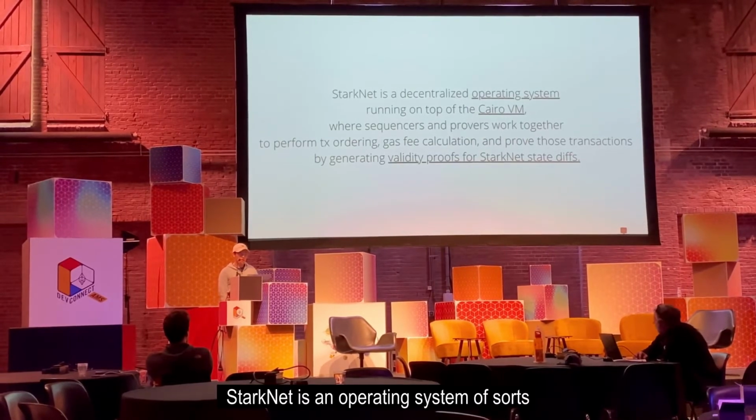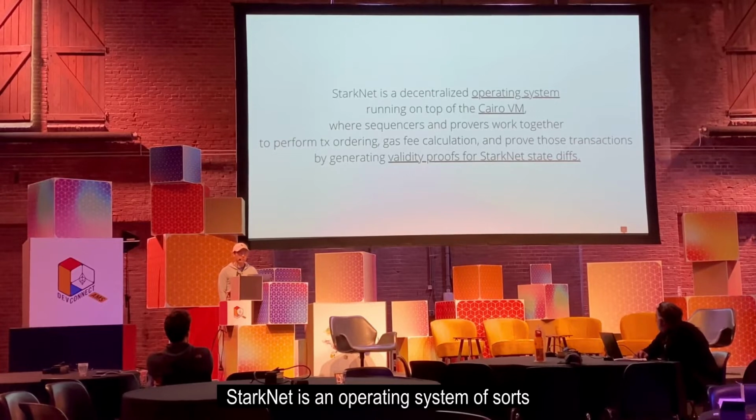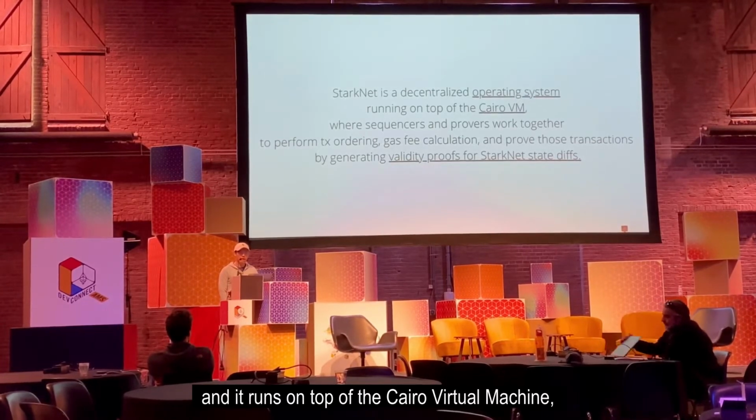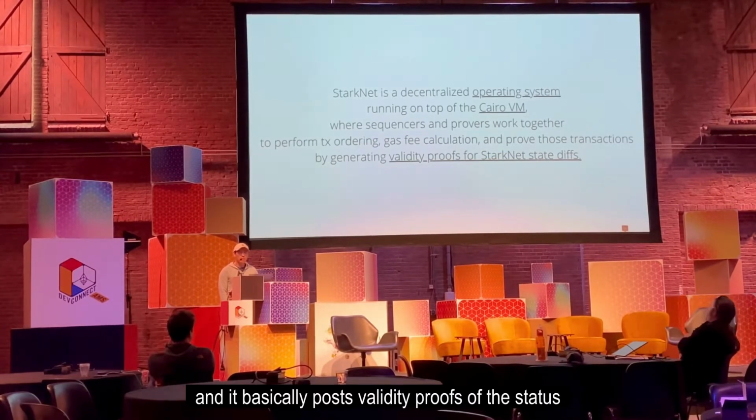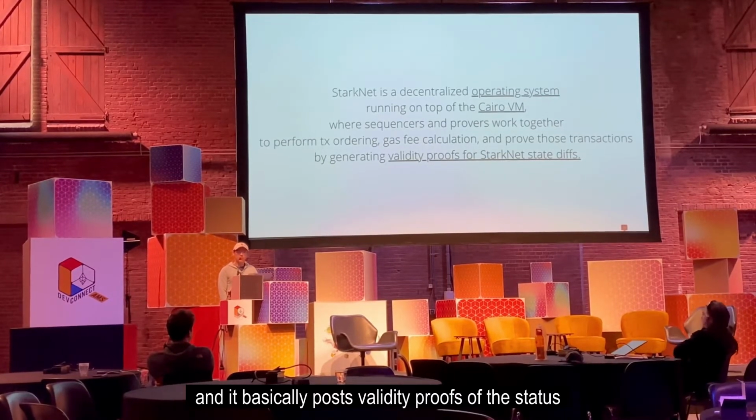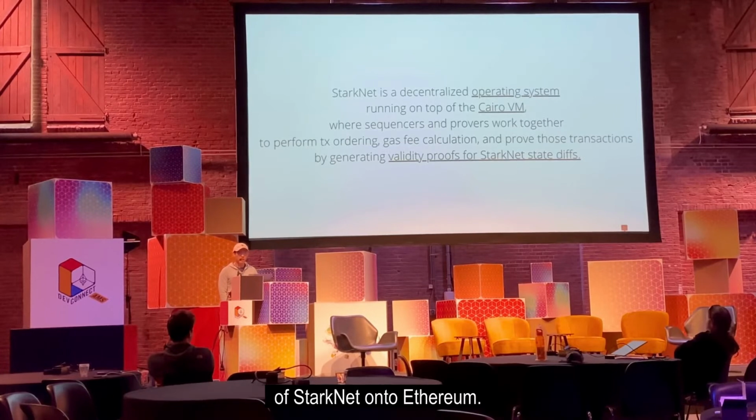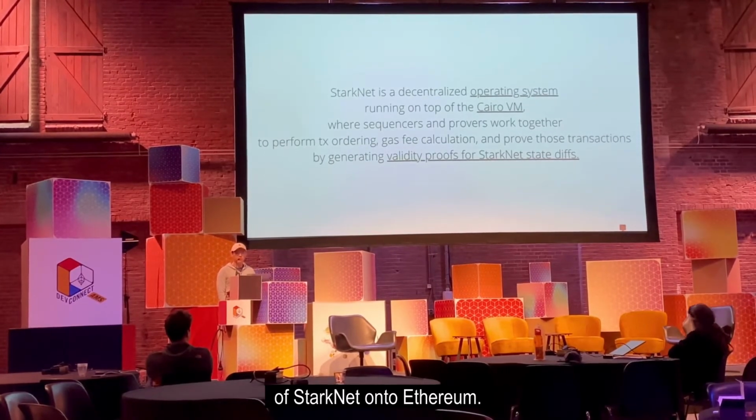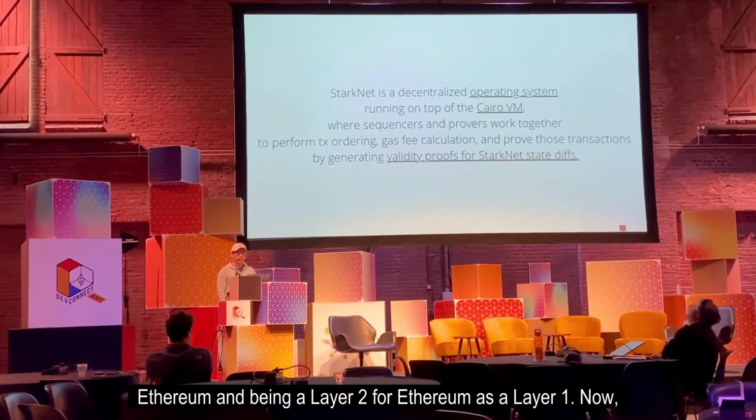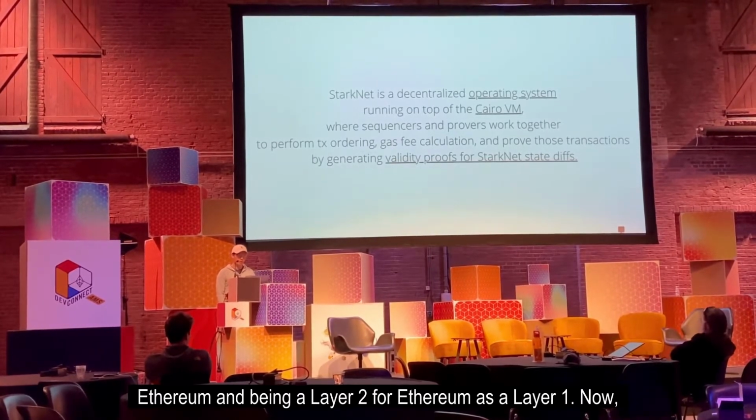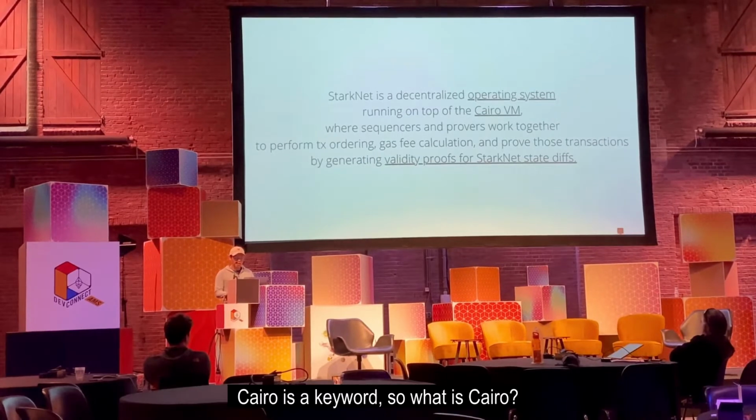In short, StarkNet is an operating system of sorts, and it runs on top of the Cairo virtual machine. It basically posts validity proofs of the state diffs of StarkNet onto Ethereum. So it essentially serves the purpose of scaling Ethereum and being a layer 2 for Ethereum as a layer 1. Now, Cairo is a keyword, right?